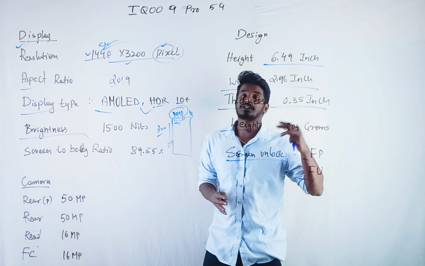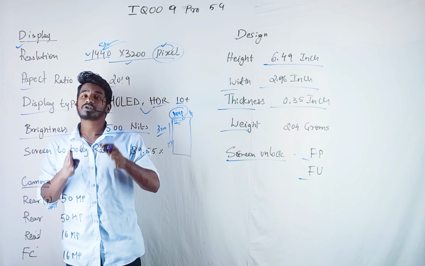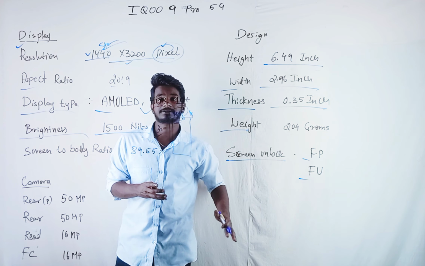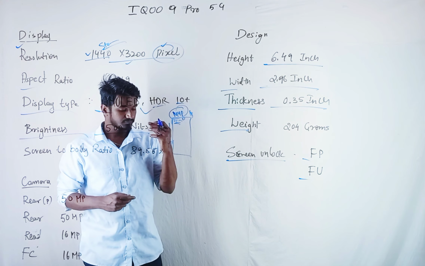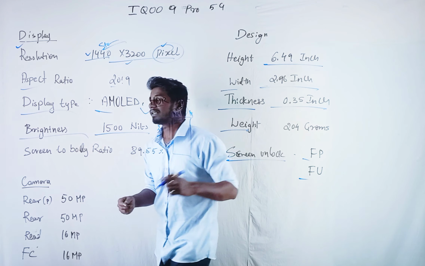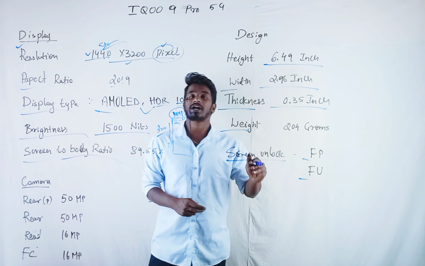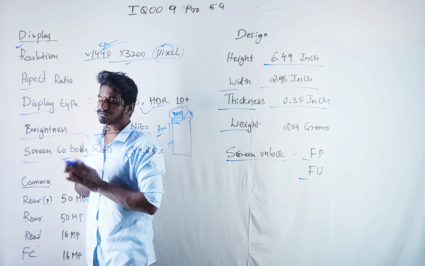And brightness is not 300 nits, 250 nits or 500 nits. It's completely 1500 nits. You can literally feel the brightness in your eyes. Fine. Screen to body ratio is 89.55%. It's a standard one.